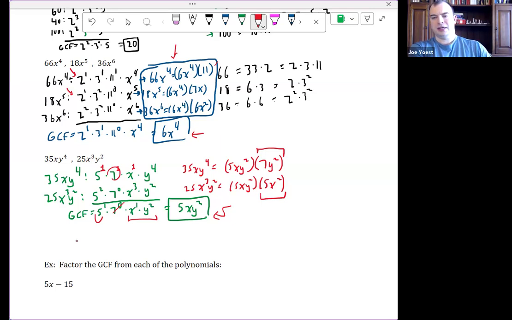And I can't break off any more numerical factors. 7 and 5 don't share any common factors. And I can't break off any more variables. My second one has some more x's, but my first one doesn't have any extra x's to break off. And similarly with the y's, my first one has extra y's, but the second one doesn't have any extra y's that I could accumulate into that factor that I'm pulling out. So that 5xy squared is indeed my greatest common factor. I couldn't have gotten anything bigger out that would have still been a common factor.